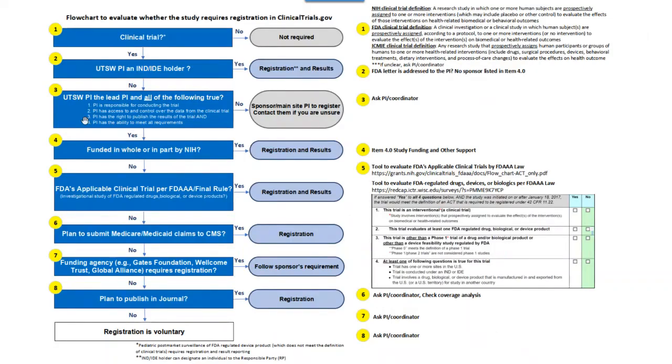So this flow chart summarizes what I just said. The right side of the document has helpful tips to answer each question in the blue box on the left. This flow chart is available on our website, and I can also email it to you if you wish. So our recommendation is before you initiate ERB submission, please go through this flowchart with your PI and assess whether the trial requires ct.gov registration and results reporting.